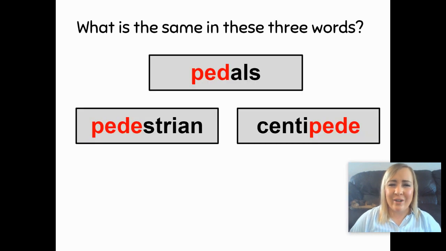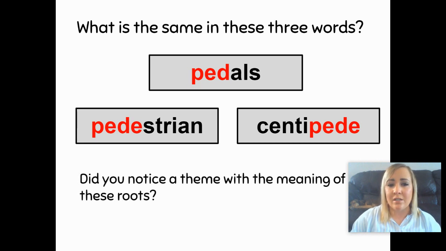And then think, what is the same in all three of these words? Pedals, pedestrian, and centipede. So if you're looking at those three words, you might notice that ped is in all three of those words. And remember, pedals are what your feet sit on, so your feet push it around. Pedestrians were people that were walking on their feet to get somewhere. And centipedes have 100 legs.